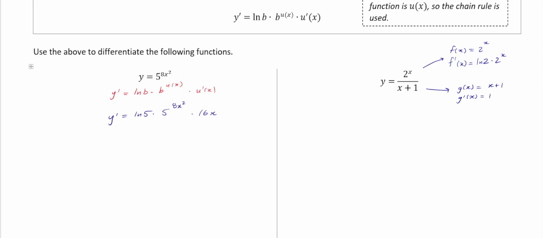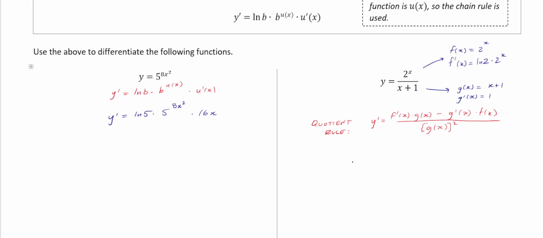And the reason why I set this up right here is so that I can go ahead and use the quotient rule. And so the quotient rule, if you recall, I'll just write it out over here. The quotient rule is the derivative is equal to the derivative of the numerator times the denominator function minus the derivative of the denominator function times the numerator function, all over the denominator function squared.